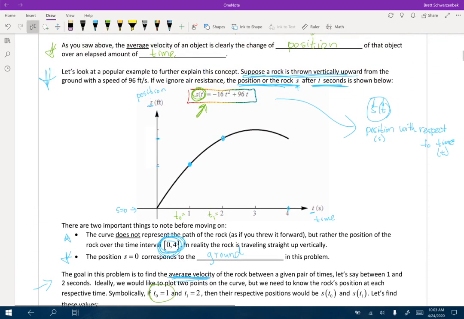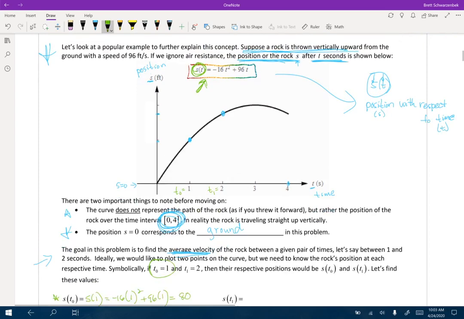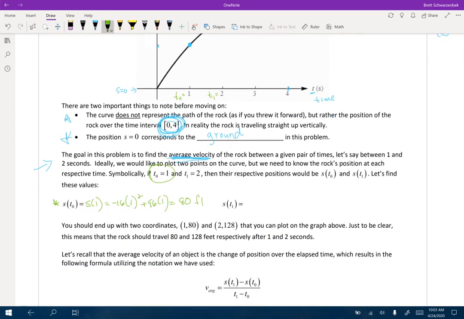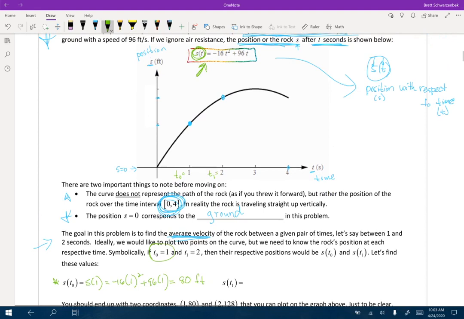In this problem, the position is in feet, so we want to be careful to include that. Just to be clear, before we do any other math, what does that mean? That means if I throw a rock straight up in the air, then after 1 second, it's at a height of 80 feet. That is the key concept here.